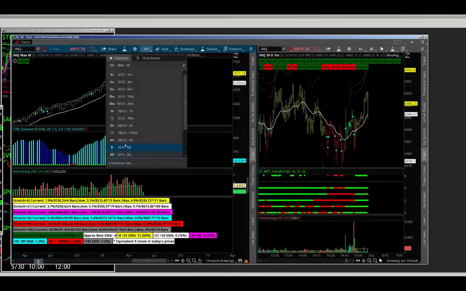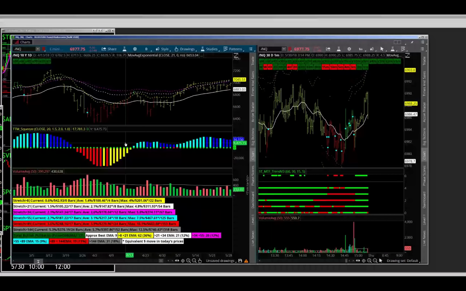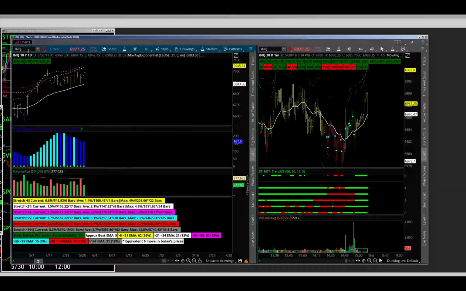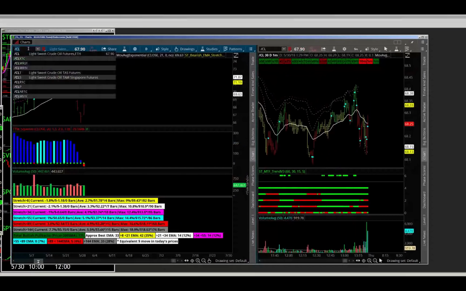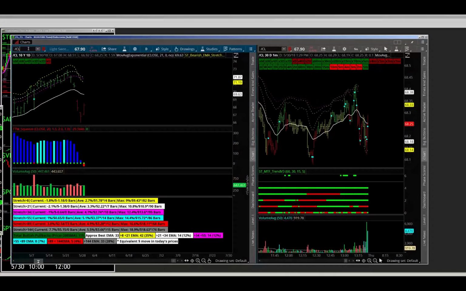If we come back to a daily chart, what about some other symbols? What about crude oil? Crude oil has been a pretty good one. You can see here we got into these profit zones and got whacked, but we still haven't seen the zones develop on the downside.